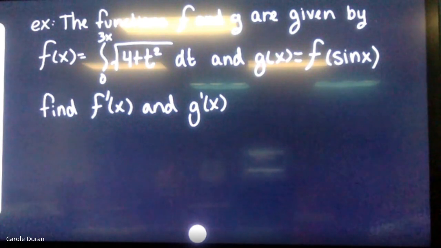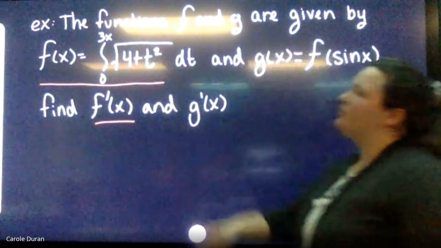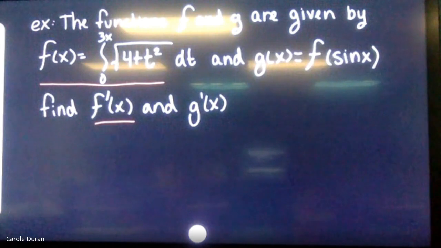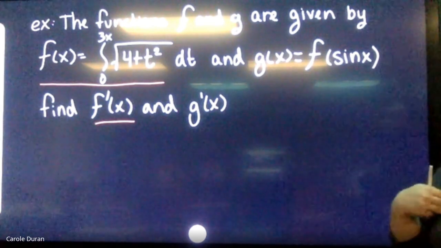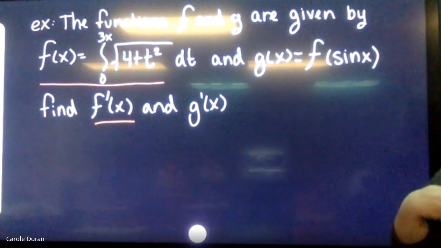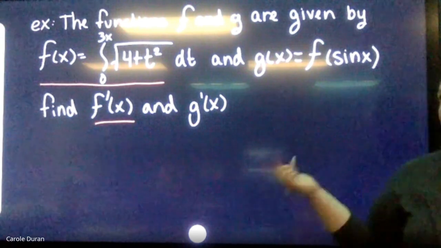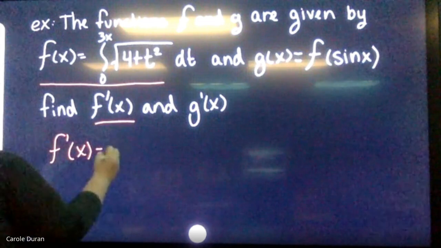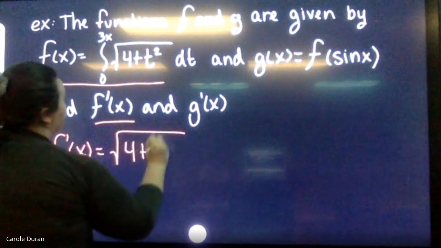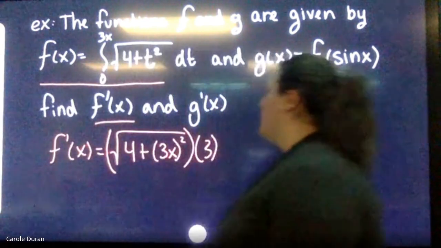Okay, so the first one asks us to find the derivative of f, which means I'm going to be dealing with that integral. This is the same as dy/dx. I want to find the derivative of that integral. I know it has a variable in the limit, which means I can use Leibniz's rule, which says that I do what with that 3x? Plug it in and then multiply my whole answer by the derivative. So f prime of x here is going to be the square root of 4 plus 3x squared, all times the derivative of 3x, which is 3.